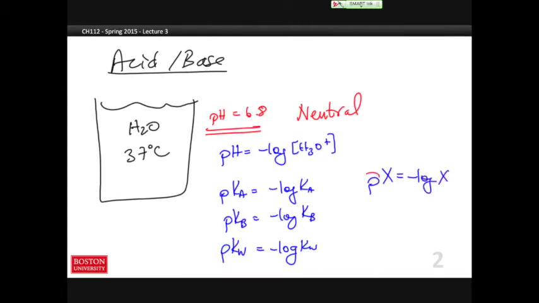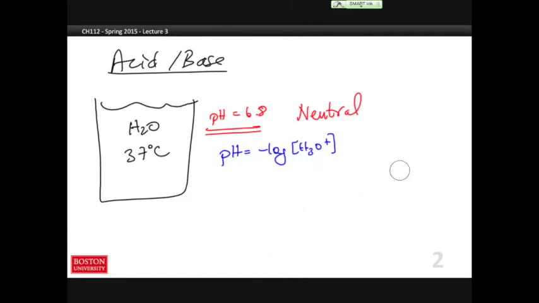Hopefully you can see that P is the chemist's shorthand for the mathematical function negative log. If that's the case, we have to stop attributing meaning to pH and understand that it's just telling us something about the solution. So what's this telling us? What it's telling us is that in this solution, where I said I just put pure water, there's actually some hydronium ions, which really shouldn't surprise anybody. How much hydronium ions? Well, that's right, 10 to the minus 6.8 moles per liter.